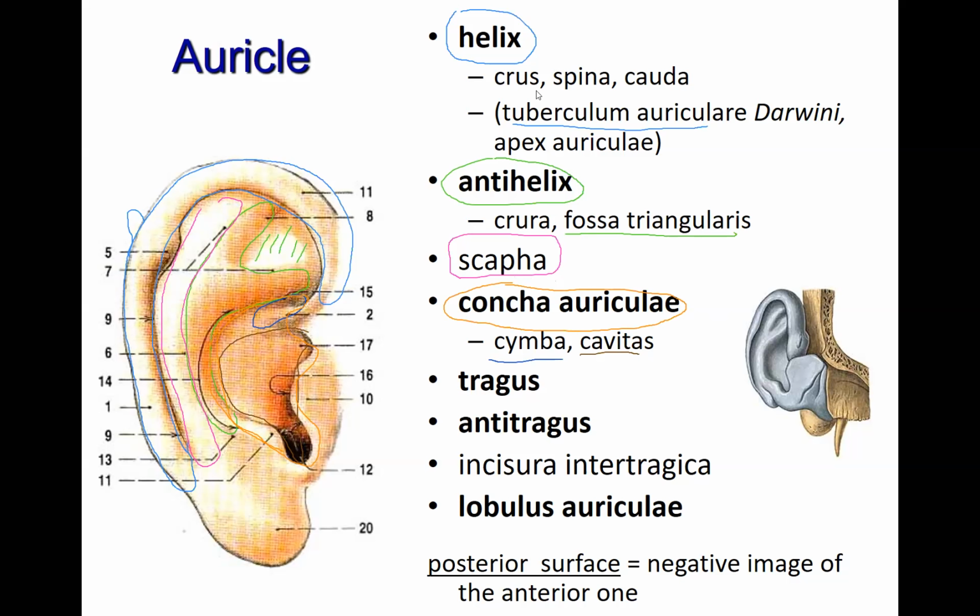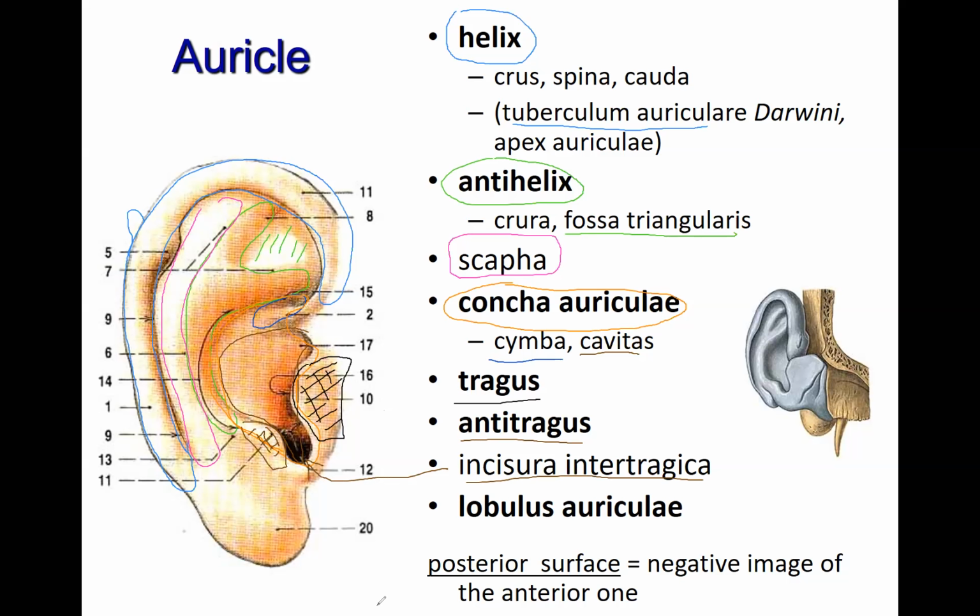Okay, then we have two small tubercles. One is called tragus, and tragus comes from the Greek term for a male goat, as it's quite large in goats. So this is tragus, and opposite we find antitragus. That's this small area. We have tragus and antitragus, and in between, the intertragic notch. And the notch is this one.